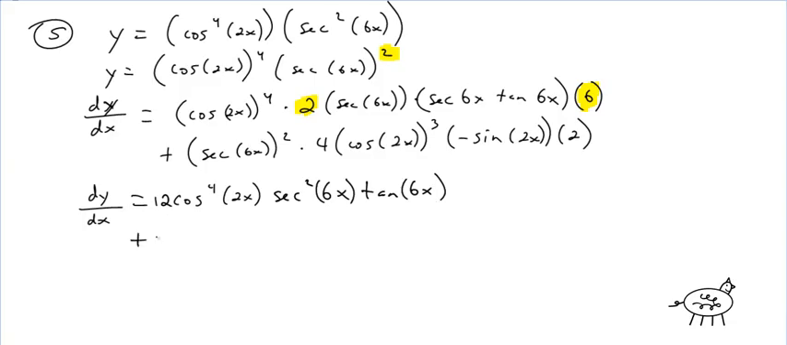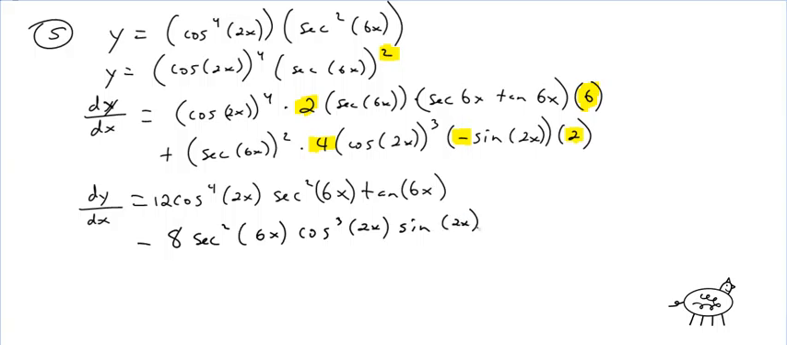Okay? And then plus, and we're going to put some of this stuff here together again. Let me highlight a few things. Right, it's 4 and 2, and the negative. So we're actually, this is minus 8 secant squared of 6x, and then cosine cubed of 2x, and then sine of 2x. Okay? And really we can't do anything else to simplify this. No other like terms to combine, and so this is it. This is our answer here.